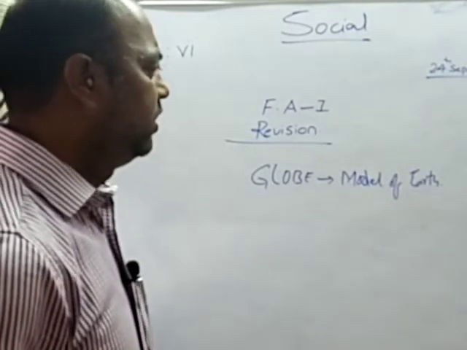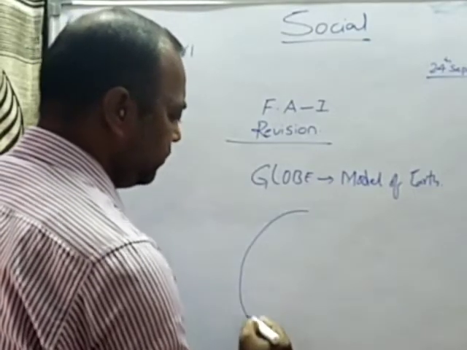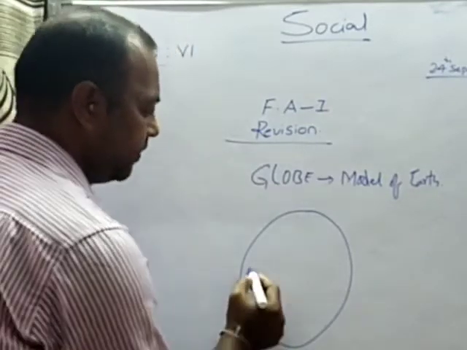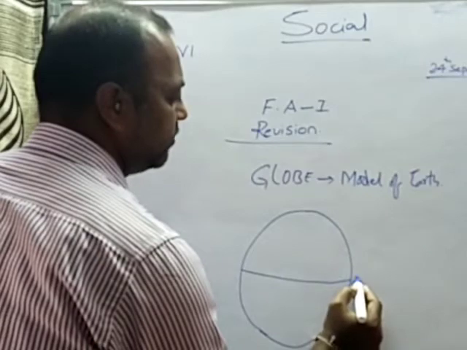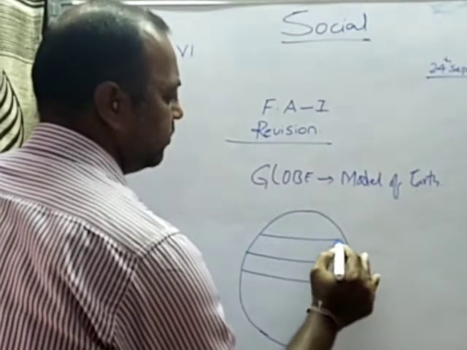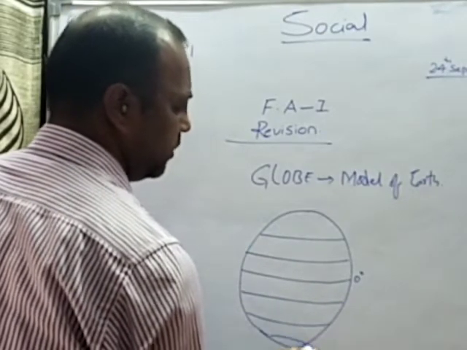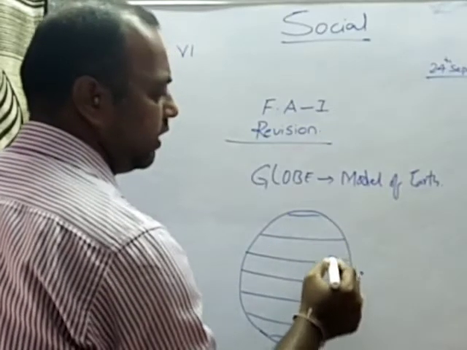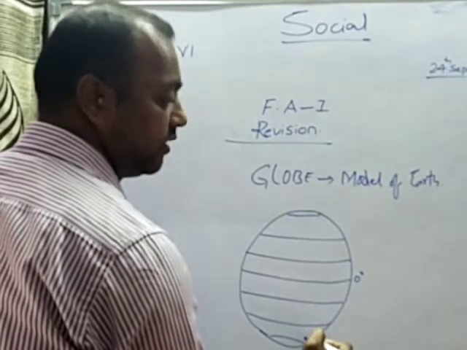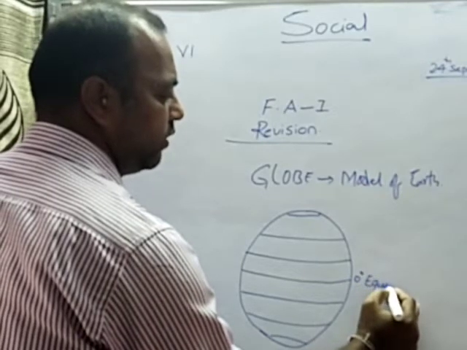So coming to the globe, children, as you all know, it looks like this, spherical in shape. Globe is spherical in shape, okay? And these lines are called latitudes, okay? These horizontal lines are called latitudes. There are 90 latitudes in the northern hemisphere and 90 latitudes in the southern hemisphere. This is 0 degrees latitude, which we call the equator.